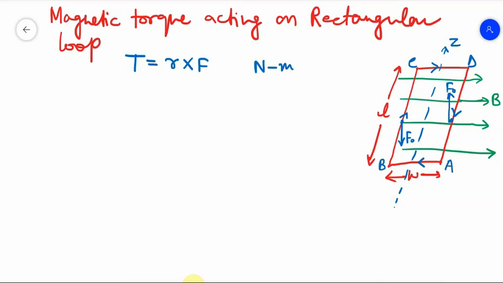If we want to understand it more clearly, we can draw it like this: let this be a magnetic field B, and let us suppose this is the rectangular loop along the width. At this point current is entering and at this point current is leaving. And let this be W. So I have made this along the width.